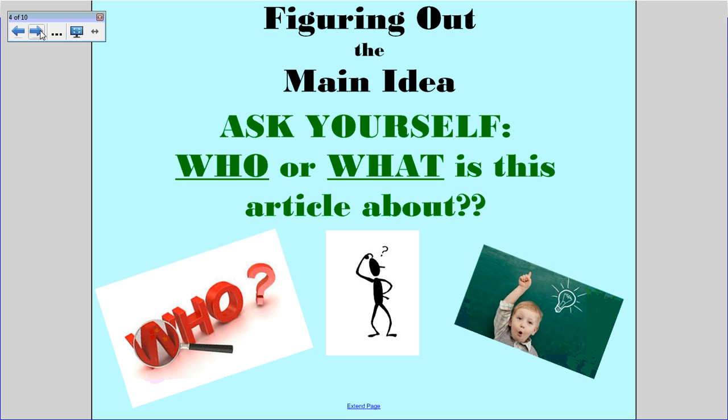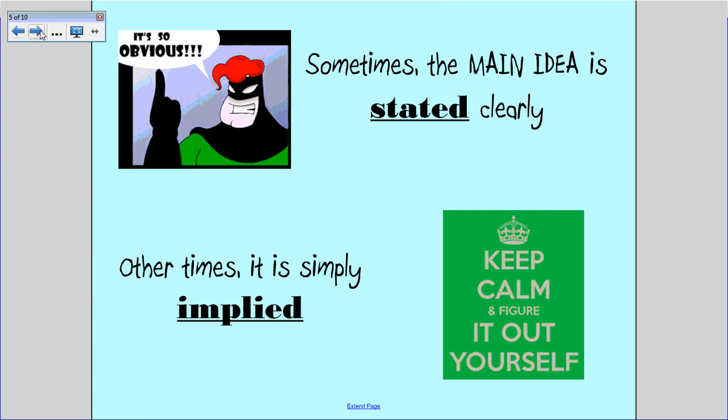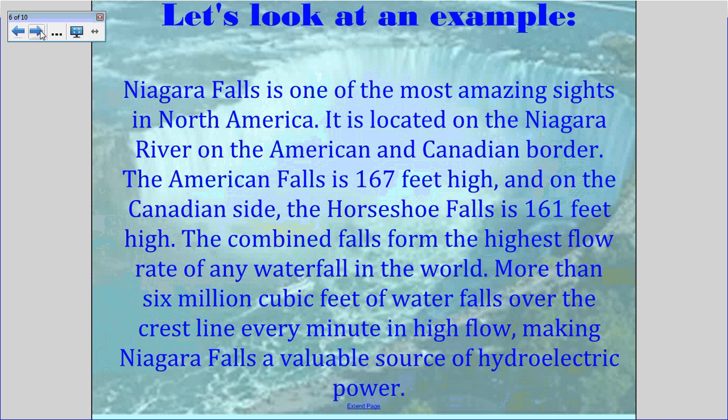Many times, the main idea will be stated in the title or in the first sentence of a paragraph. It will be clear and obvious what the main idea is. Other times, it is simply implied, which means that the author gives you clues about what the main idea might be, but you have to put it in your own words and figure it out a little bit by yourself. So let's look at an example.